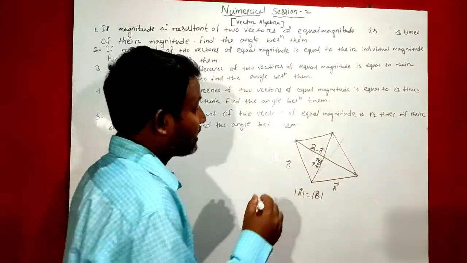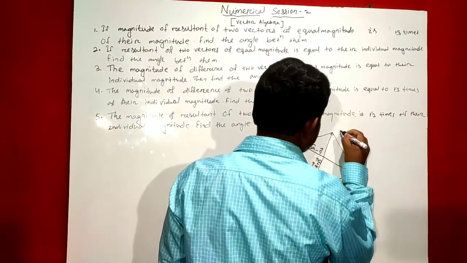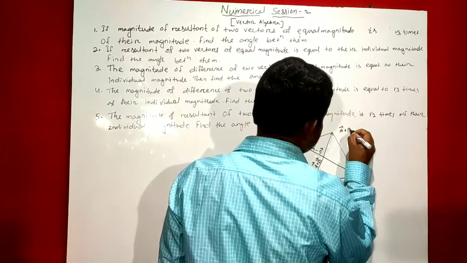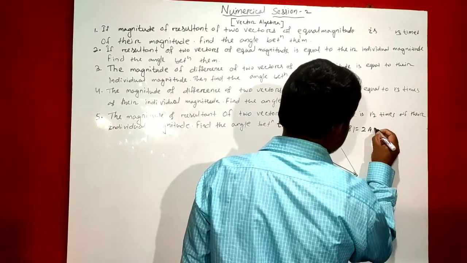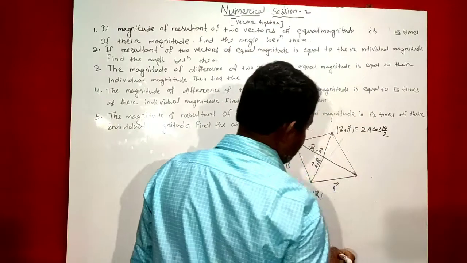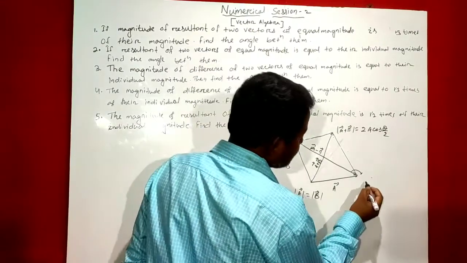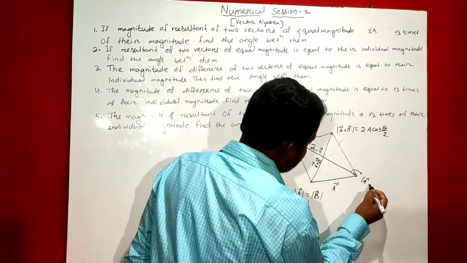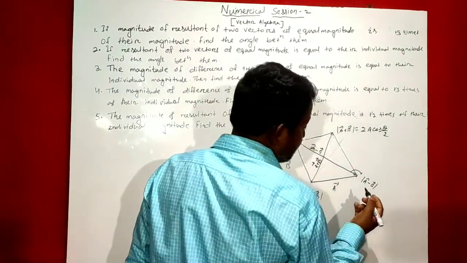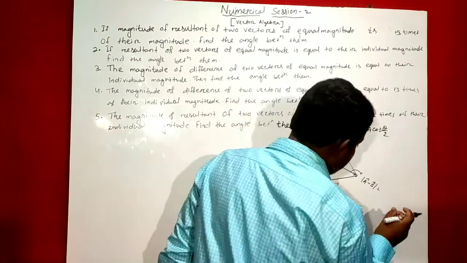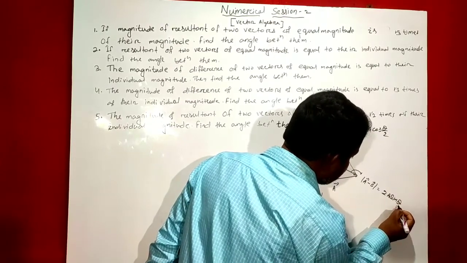We also calculated that the magnitude of this diagonal, the magnitude of a plus b, is equal to 2a cos theta by 2, and the magnitude of the difference of vectors a and b is equal to 2a sin theta by 2.